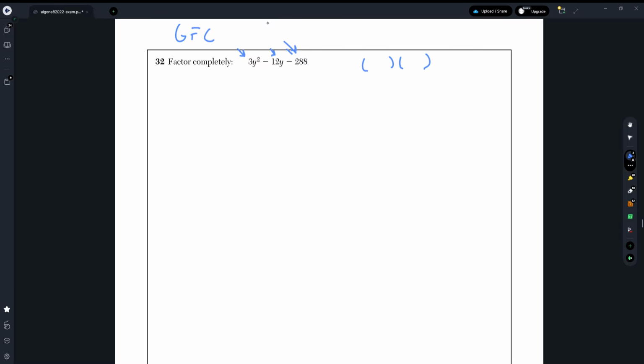I know that 3 is divisible by 3, so yeah. I know that 12 is divisible by 3, it gives you 4. And I want to see if 288 is divisible by 3. It is, right? So in order to factor this out, I'm going to factor out 3, right? So now I'm going to have y squared minus 4y and minus 96, right? Because I know that's what that's equal to. So now I can deal with it much more easily.